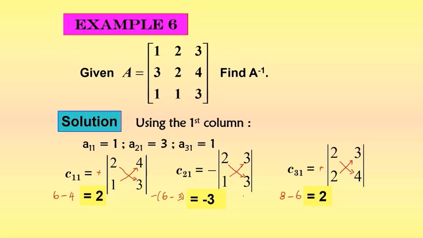Okay, in order to find the determinant, by multiplying A and C, and then total up. This way, 1 times 2 plus 3 times negative 3 plus 1 times 2. So we have total up, we have negative 5. That is the determinant.